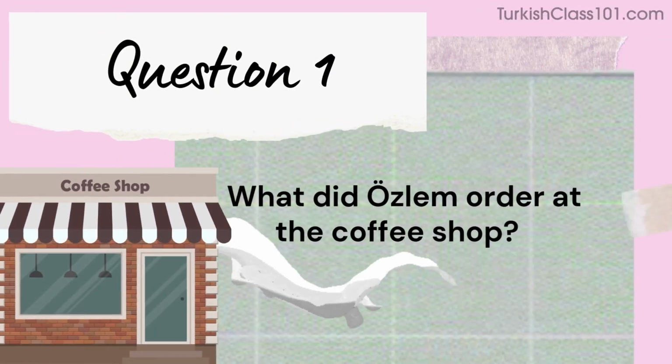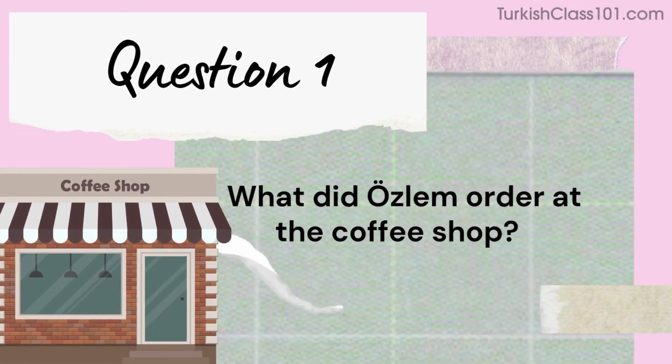Great story, right? Okay, now let's see how well you understood. Let's see your comprehension level. If you didn't understand well, don't worry, we'll read again. Here are two questions for you. Take a moment to think about your answers. What did Özlem order at the coffee shop?